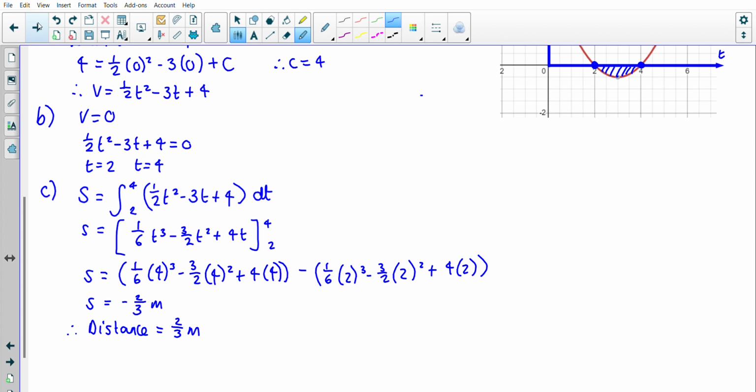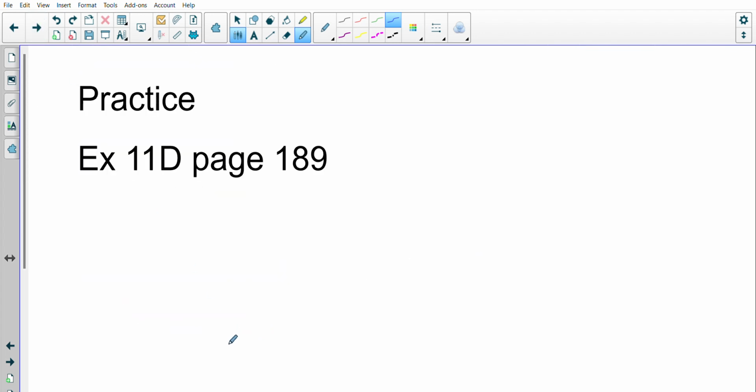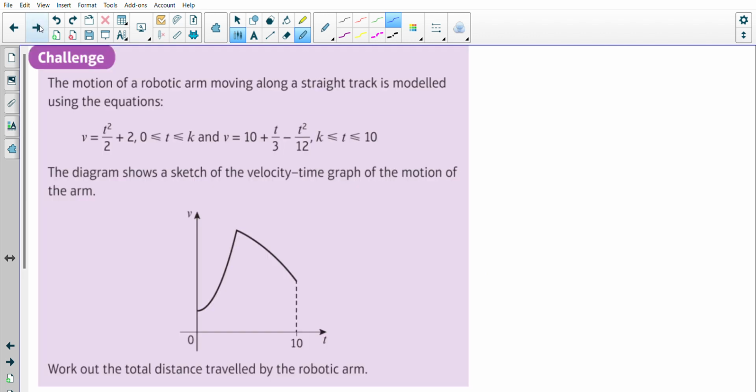Alright, so let's go and see what practice you can be doing. So 11D is some practice, and we're just going to have a look at a challenge question now. So the motion of a robotic arm along a straight track is modelled using these equations. So you've got the velocity here and the velocity here. You've got the restrictions, so this one's between 0 and k inclusive. This one's between k and 10 inclusive.